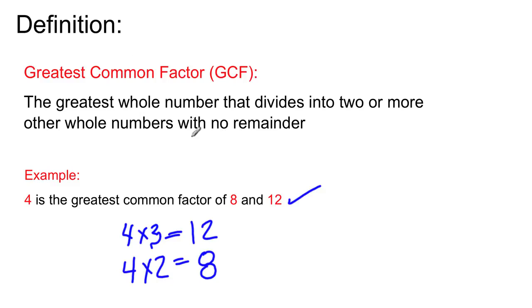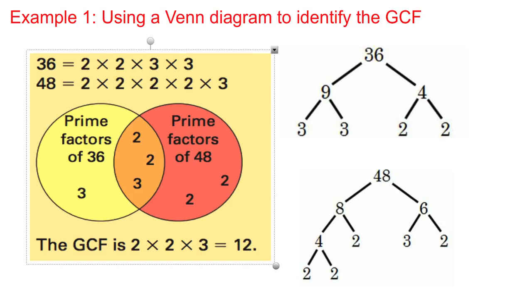Now the way we're going to identify the prime factors is through the use of a Venn diagram. Copy this example down, and it's actually found in the textbook. So if you're following along in the textbook, you'll see this example. I just chopped it right out of the textbook and put it down. Thank you to the good people at Nelson for making it available online for me. So now, using a Venn diagram to identify the greatest common factor. Let's take a look here.